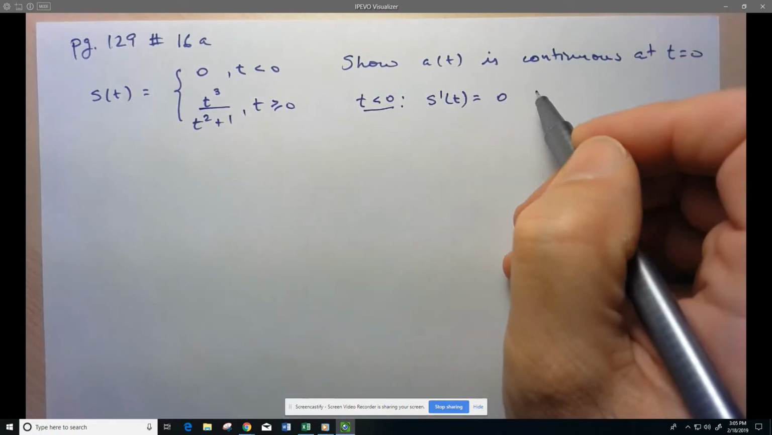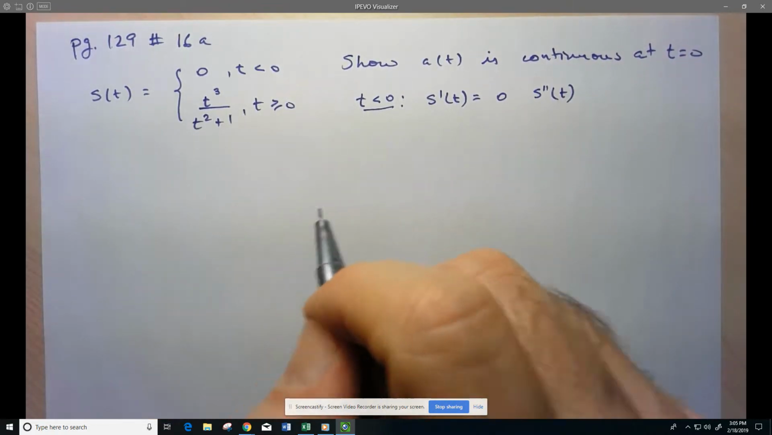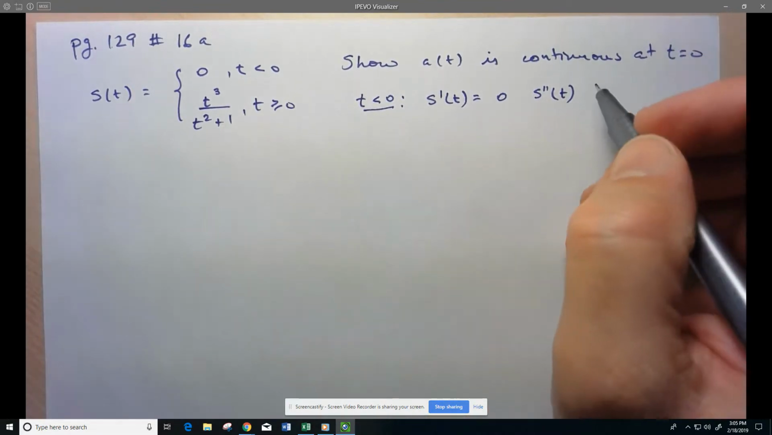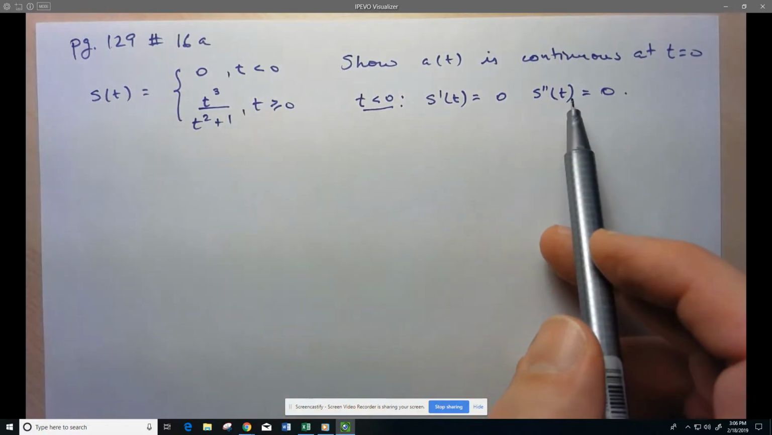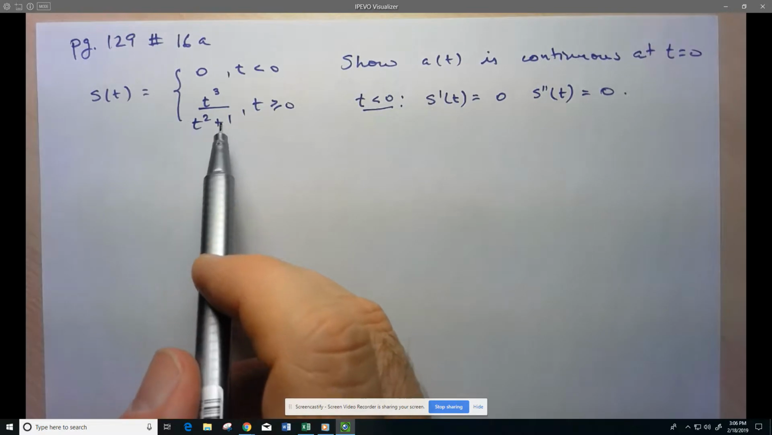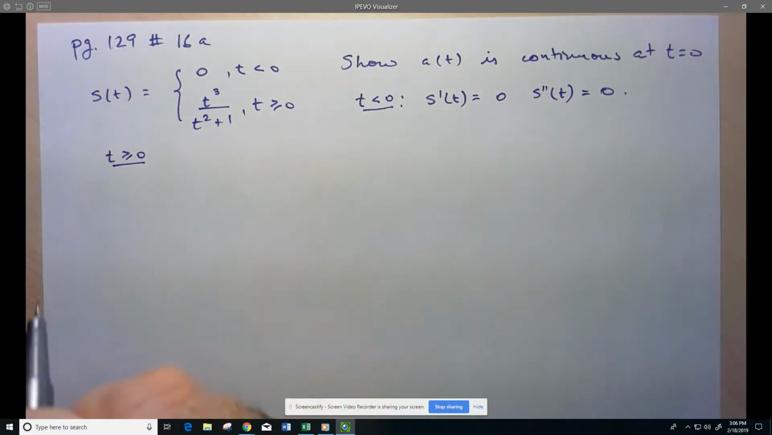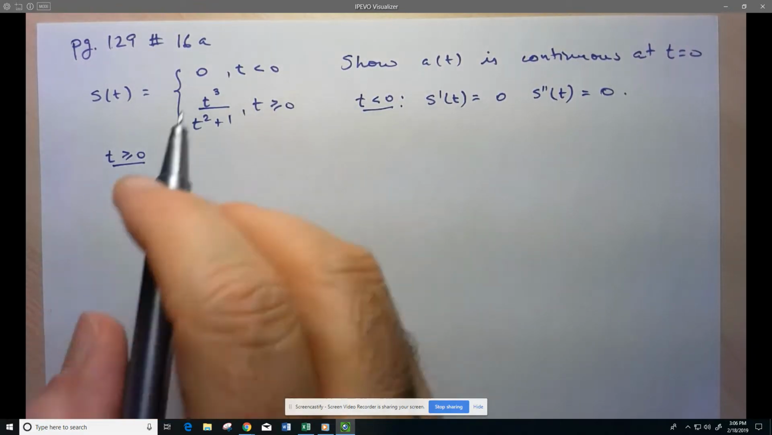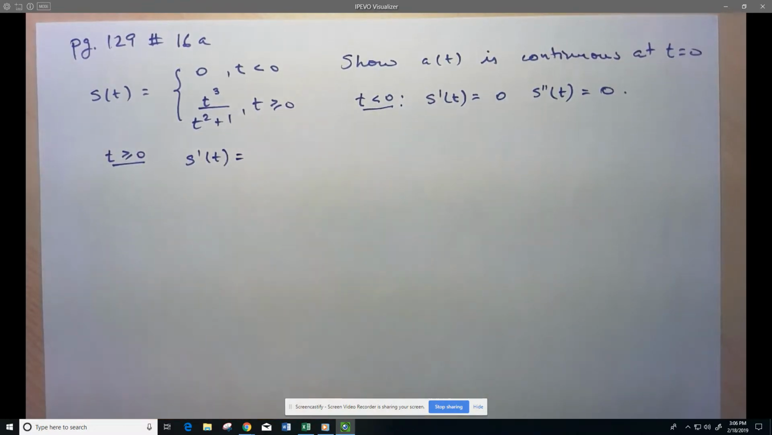That's nice and easy. And then the acceleration function, which is just the second derivative of the position, or the first derivative of the velocity, is equal to 0. So when I'm approaching from the left for the acceleration function, it's just going to be equal to 0. The part that requires a lot more work is from the right. So let me now consider what this derivative would look like to the right of 0. First thing is to find the first derivative, which is the velocity.